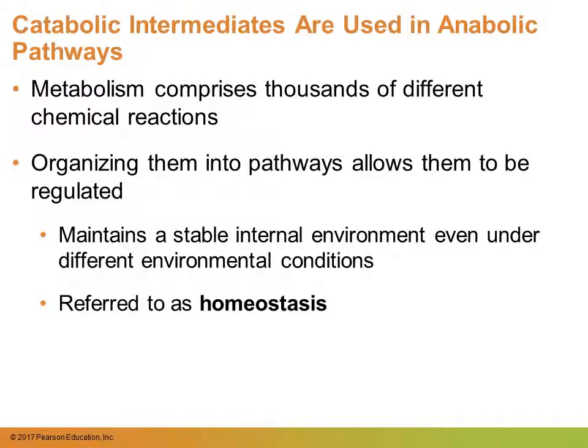So, as mentioned before, catabolic intermediates are used in anabolic pathways. The intermediate products from each of the steps 1, 2, and 3 can be pulled out, and they can be used actually to build other macromolecules needed within the cell. And this use of cellular respiration as both a catabolic pathway and a source of products for anabolic pathways is often referred to as homeostasis. It helps maintain a stable internal environment within the cell.